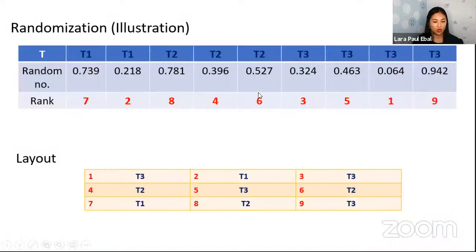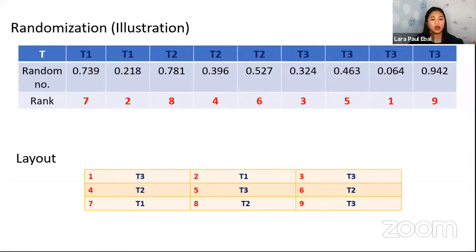As you can see here in the illustration, we have 3 levels, T1, T2, T3. And take note that T1 is assigned to how many replicates? 2. So we have T1, T1 here. And then T2 is assigned to 3 replicates, so we have T2, T2, T2. And then for T3, we have 4 replicates, so we have 4 T3s. Now we generate random numbers. It can be any numbers from 0 to 1.